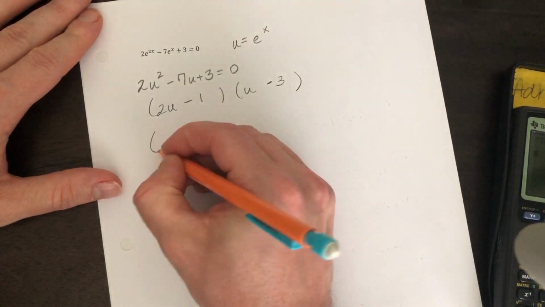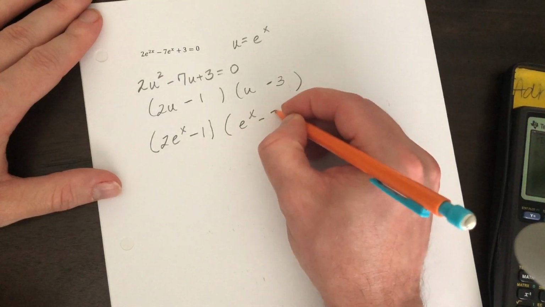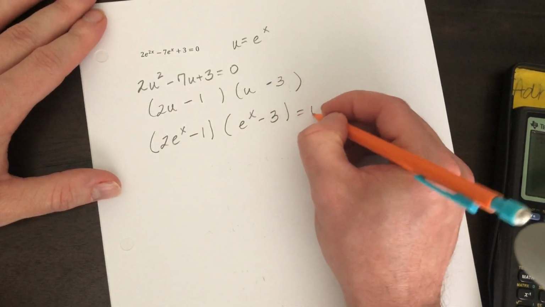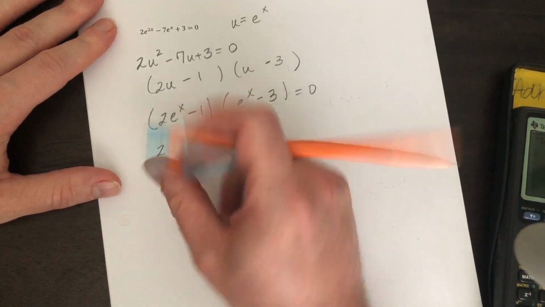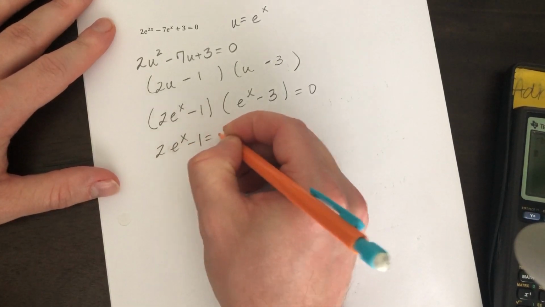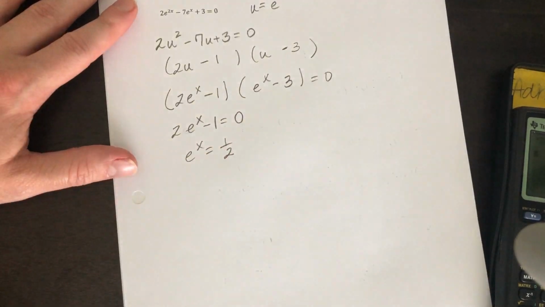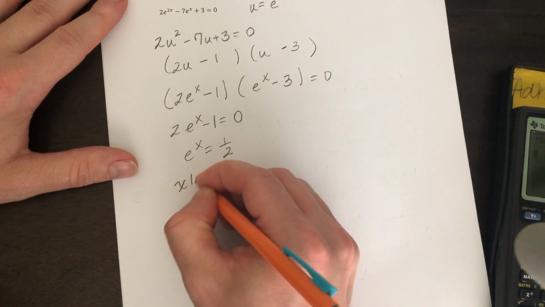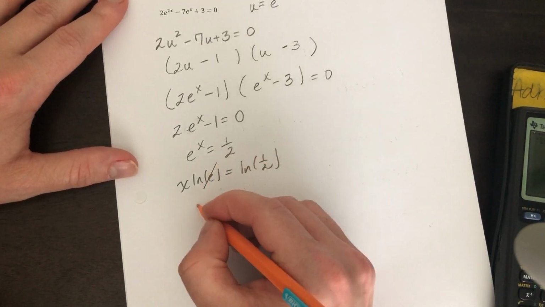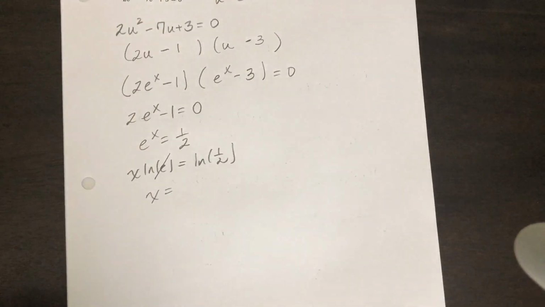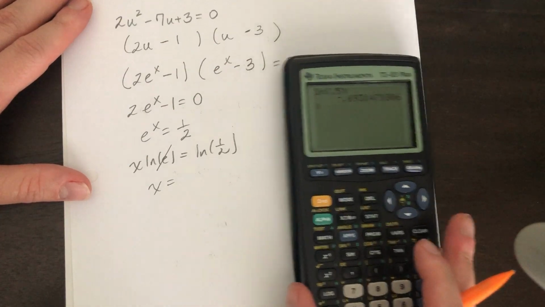Okay? So I'm going to substitute my e to the x back in. Okay, and we're going to set each one of those equal to 0. So 2 e to the x minus 1 is equal to 0. So I get e to the x is equal to 1/2. And to solve for that, I'm going to natural log both sides. Natural log of e is 1. Okay, so natural log of 1/2 is negative 0.693.